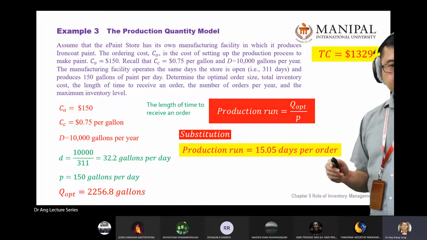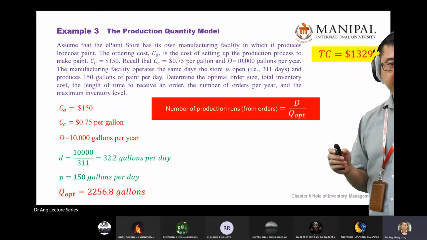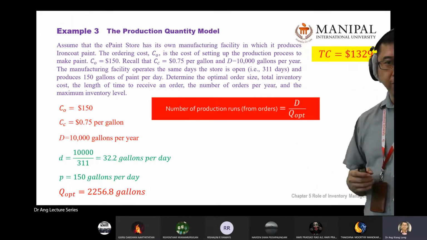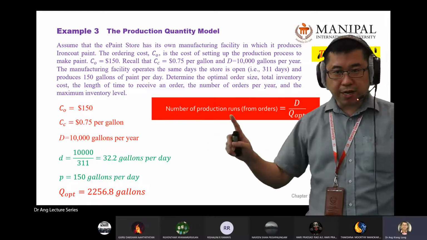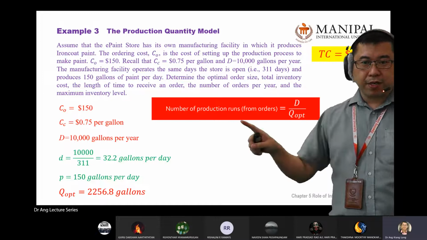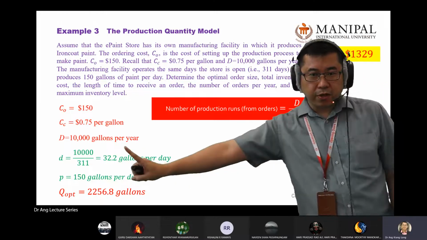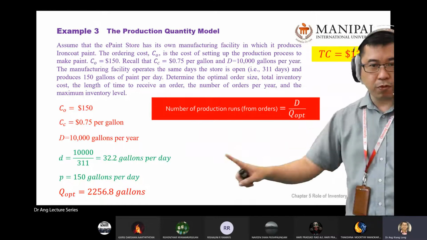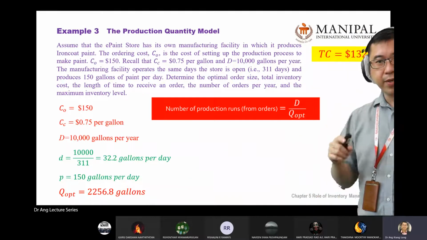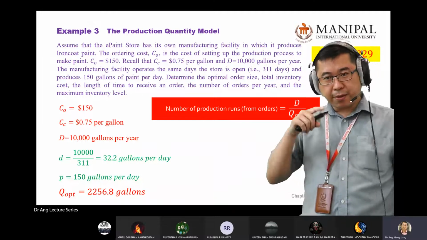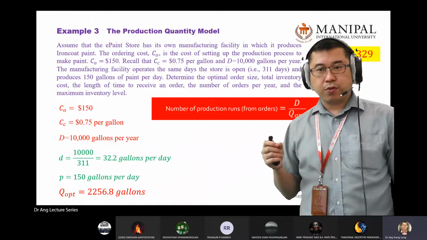Okay, so then you calculate in 1 year how many orders you need to issue to the production floor. Number of production runs, or number of orders you need to give to the production floor in 1 year. So you take gallon per year, D divided by QOP. Then you get the number of orders you need to issue to the production floor. It means how many cycles you need to give orders to the production.